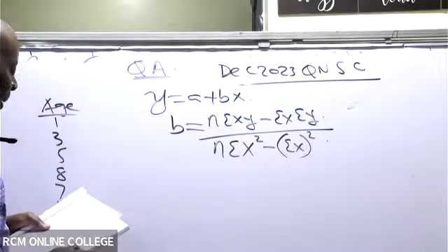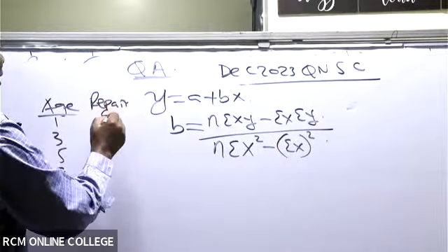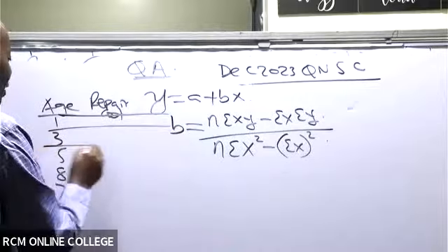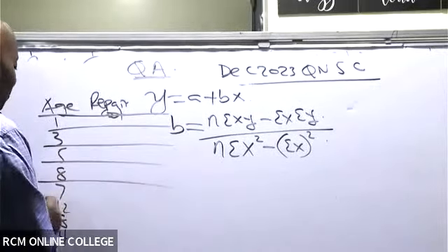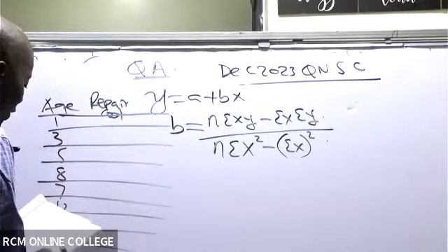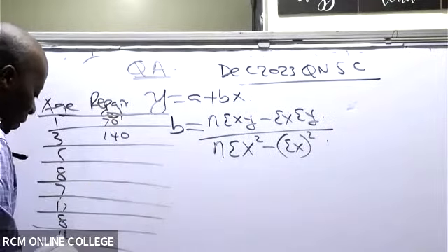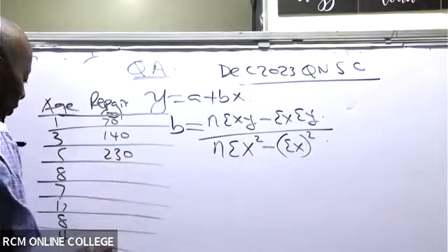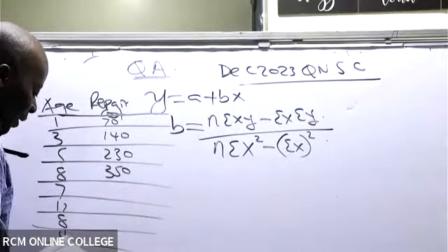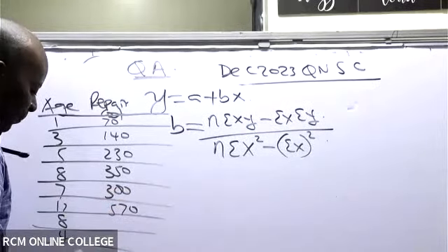And then we have a repair cost. What do we have here as our repair cost? The first one is 70. Then we have 140. Then we have 230. Then we have 350. 300, 570.